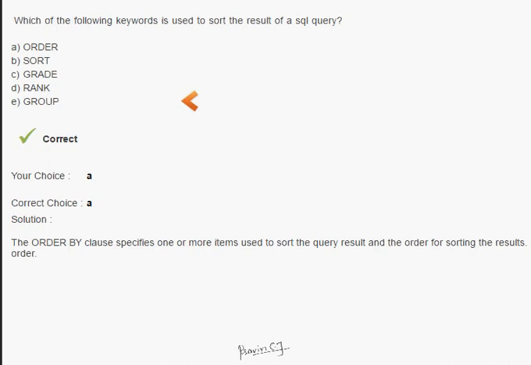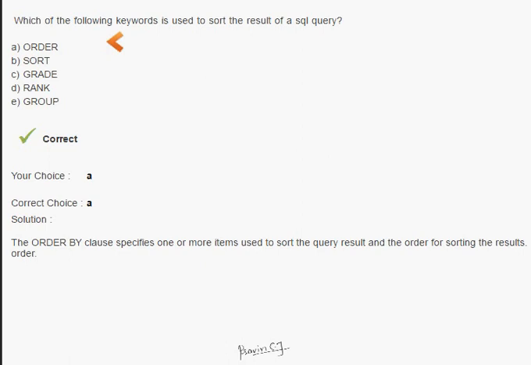Next question is, which of the following keywords is used to sort the result of a SQL query? What do we use for sorting purpose? The options are order, second option is sort, third option is grade, fourth is rank, and fifth is group. Let us go to the options.